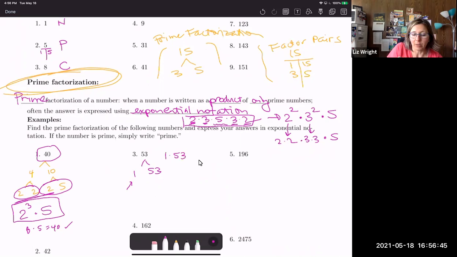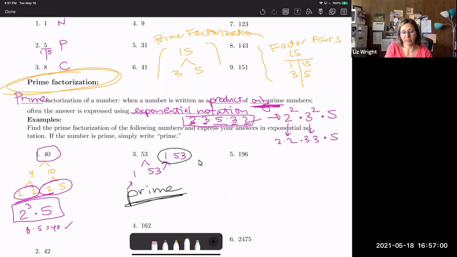It is a number written as a product of only prime numbers. Well, this is neither prime nor composite, right? So what do we do in that case? We simply write the word prime for that. So you don't need to write it out as 1 times 53, because that would be wrong. We're just going to write the word prime underneath it.